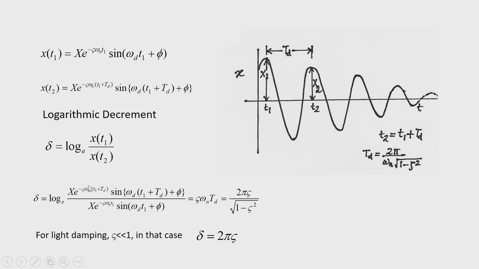So, after cancelling some common terms, we will get xi omega n Td. Now, Td is the time period of the motion, and time period is defined by 2 pi by omega d. So, 2 pi by omega d, where omega d is omega n root over 1 minus xi square. Since omega n will appear in the denominator, this omega n will be cancelled. So, we are left with the expression delta equal to 2 pi xi divided by root over 1 minus xi square. For light damping, when xi is very much less than 1, we can neglect xi square, and therefore, this logarithmic decrement delta is equal to 2 pi xi.